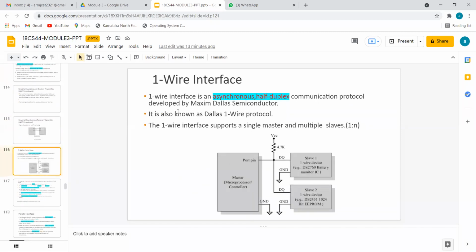Today's topic, one wire interface. As the definition indicates, there will be only one wire. That means through the same one wire only, we have to send the address, we have to send the data, we have to send whether master is sending or slave is sending, everything.